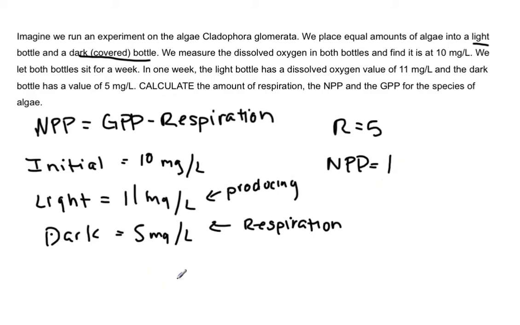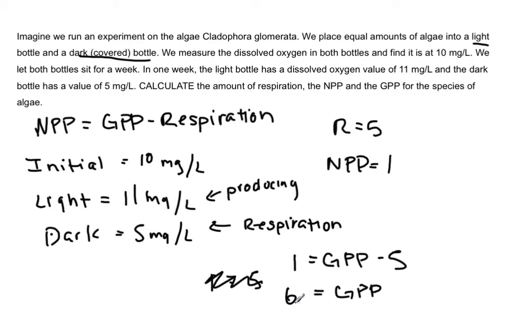And I can go ahead and use the same equation again now that I have it all. So I have 1 equals GPP minus 5. So I'm going to go ahead and add 5 to both sides. So my gross primary productivity is actually 6, and my unit again is milligrams of oxygen per liter. So that's kind of the easiest example they have on here for the light and dark bottle reactions.